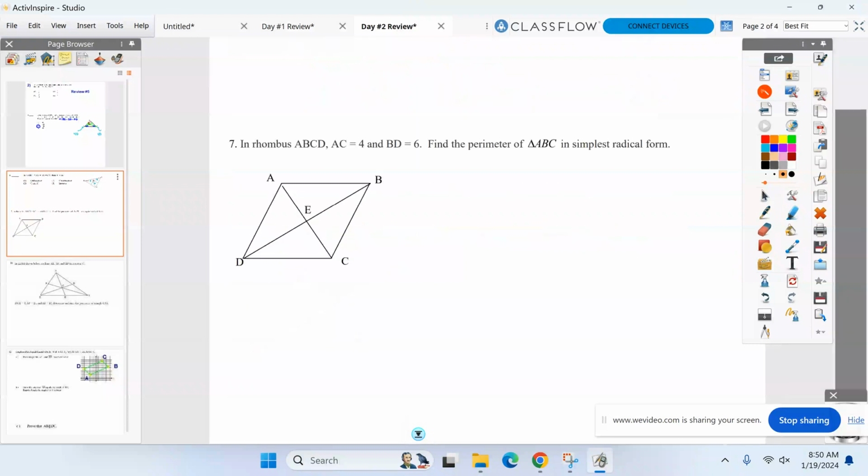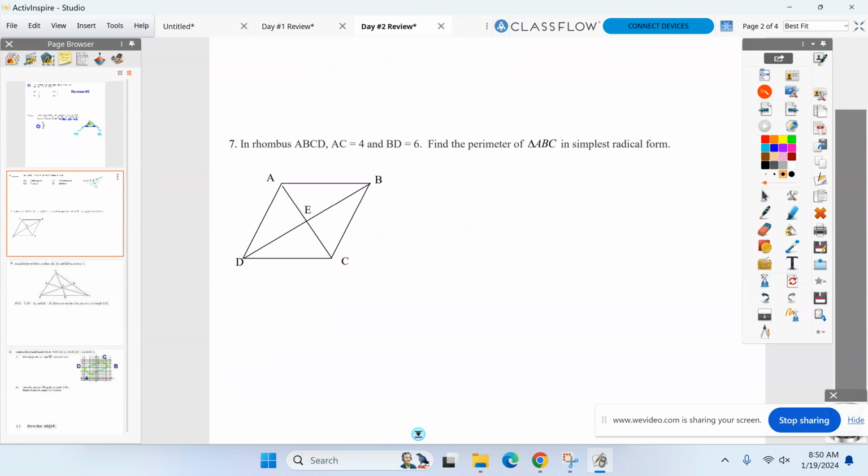7. We go right from vocabulary to your quadrilateral properties. Great problem here, number 7. Let's see how many of you fall into the trap here. So think about everything you know about a rhombus right now. They give me the lengths of the diagonals, and I need to find the perimeter of ABC. All right, just start, even if it's not going to help us, I don't care.